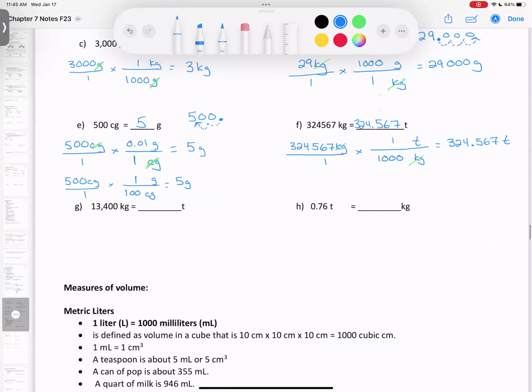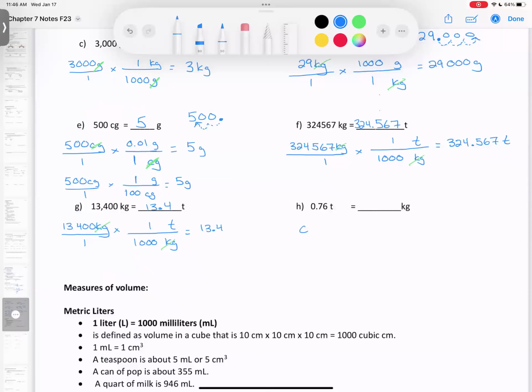Okay, and let's do these next two together now. So we have 13,400 kilograms. And we want to be left with tons. I'm going to write that over 1. We want to be left with tons, so we want to get rid of our kilograms. Ton is going to go on the top. And we have 1,000 kilograms per ton. And so essentially what we're doing then is we're dividing that number by 1,000. And so our kilograms are going to cancel. And we're left with 13.4 or 13.400. Both numbers would mean the same thing. Tons.